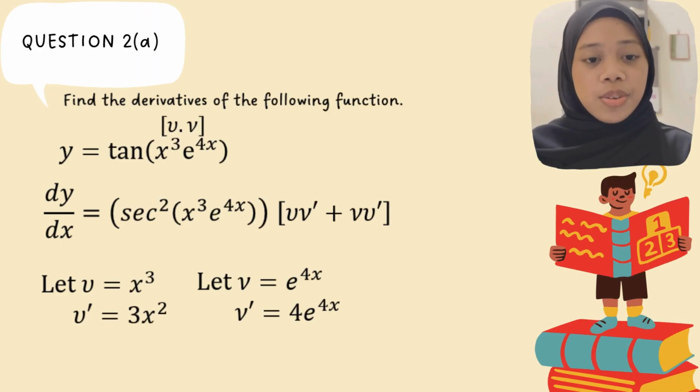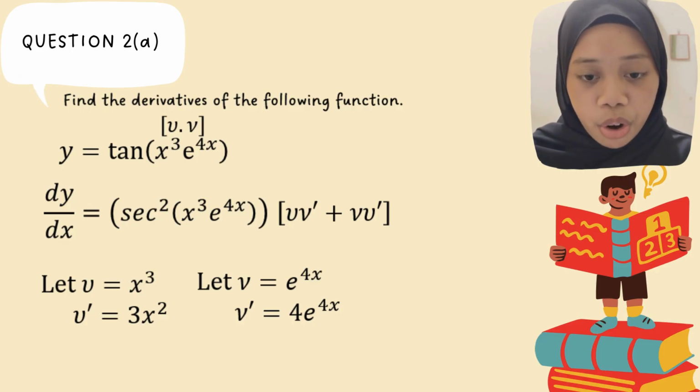Question 2a. For this question, we are asked to find the derivative of the function y equals tan of x cubed e to the power of 4x. To differentiate this function, we use the chain rule because the outer function is tan, and inside it we have another function. The derivative of tan u is sec squared u, so we get dy/dx equals sec squared of x cubed e to the power of 4x.